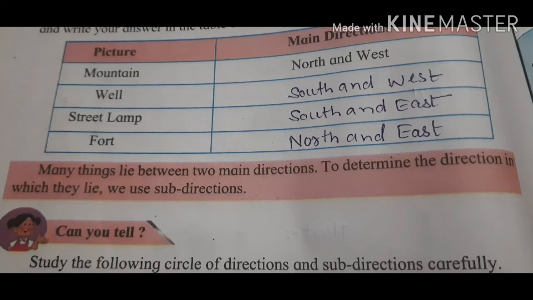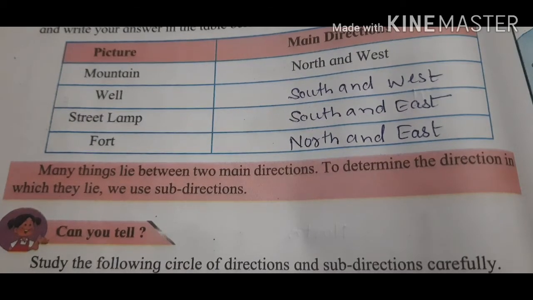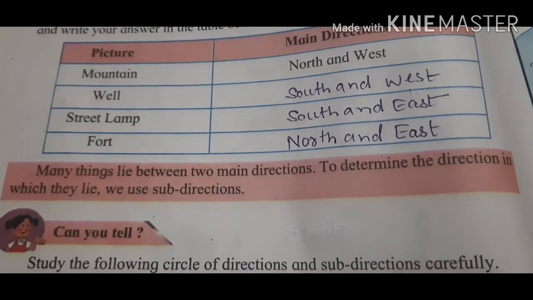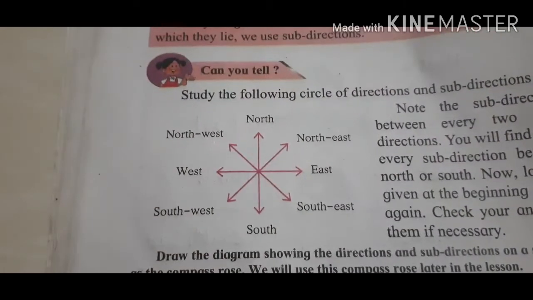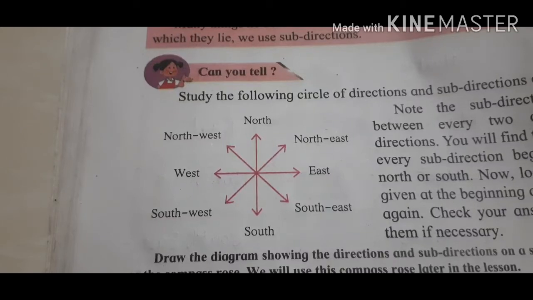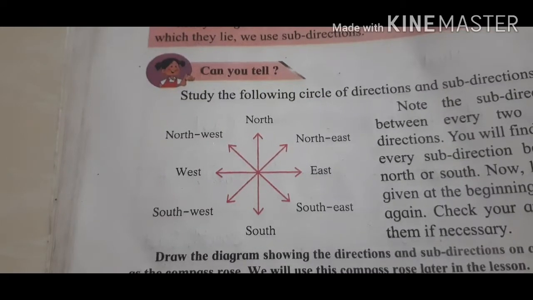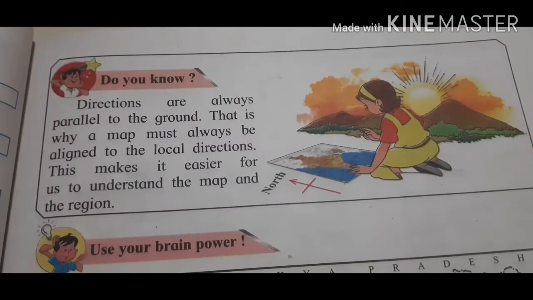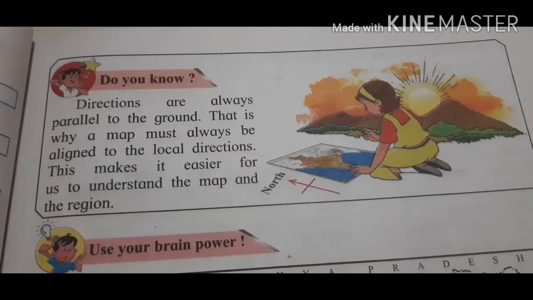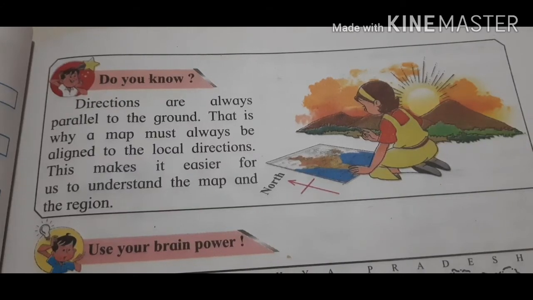Many things lie between two main directions. To determine the direction in which they lie, we use subdirection. So the following picture shows the directions and subdirection. Directions are always parallel to the ground. That is why a map must always be aligned to the local direction. This makes it easier for us to understand the map and the region.